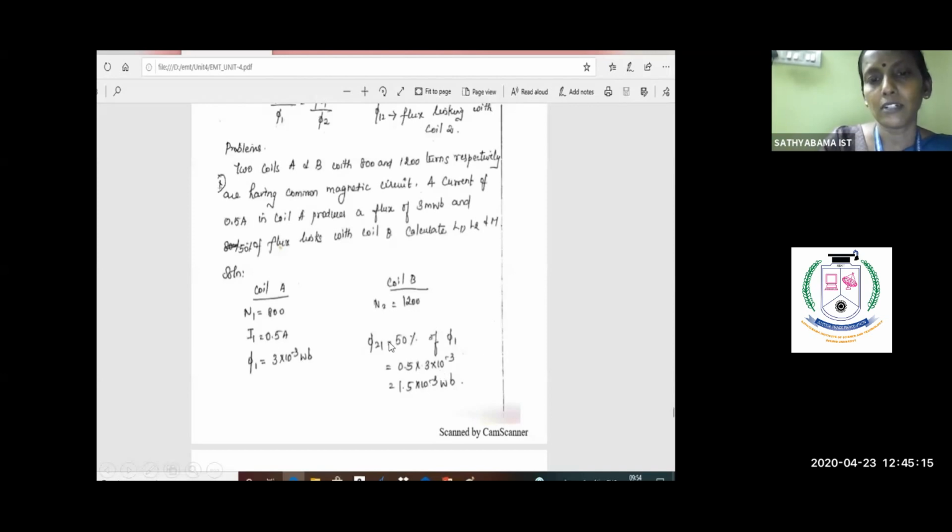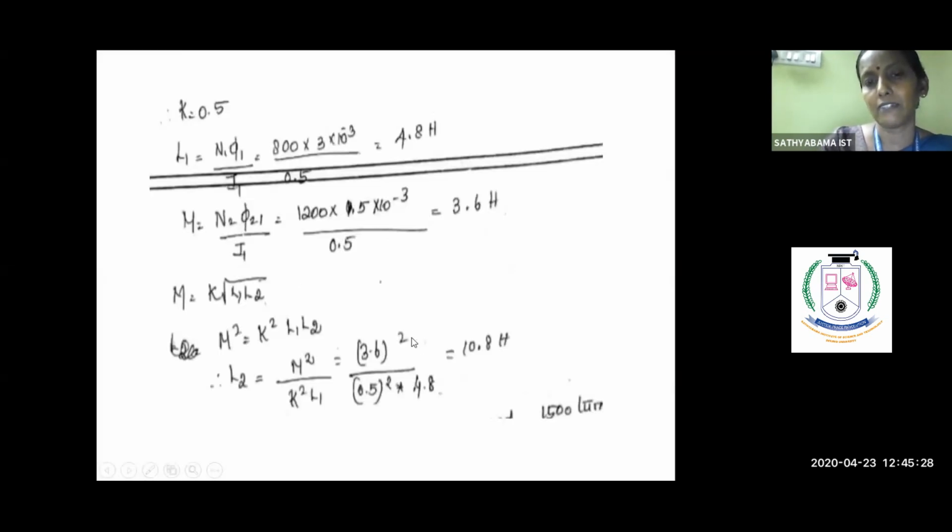And you all know one more formula: phi 12 divided by phi 1, when you bring phi 1 to the denominator, this value also represents K. Remember that also. So your 50% reflects the value of K here, so it is 0.5. Now we can calculate L1 as N1 phi 1 by I1, so you can substitute it here. Similarly, M can be calculated as N2 phi 21, which you have calculated, by I1, which is given in the problem.